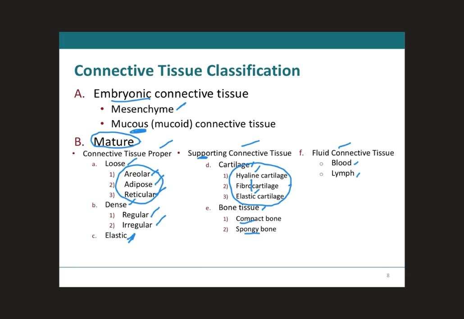I think it's important for you to realize that it's a lot of information, but when we talk about bones, we can focus a little bit more on the cartilage and the bone tissue. When we go over the cardiovascular system, we'll talk about the blood. And when we go over the lymphatic system, we'll talk about the lymph.